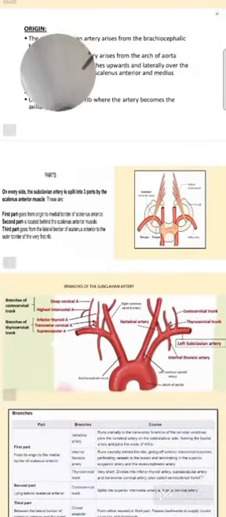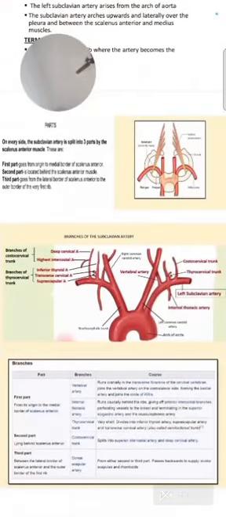So you can see in this picture the three parts of subclavian artery. The part just medial to the scalenus anterior muscle is considered the first part. Behind the muscle is the second part, and lateral to the muscle is the third part.